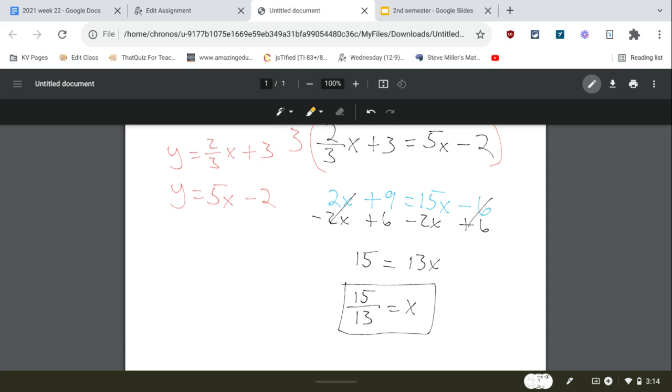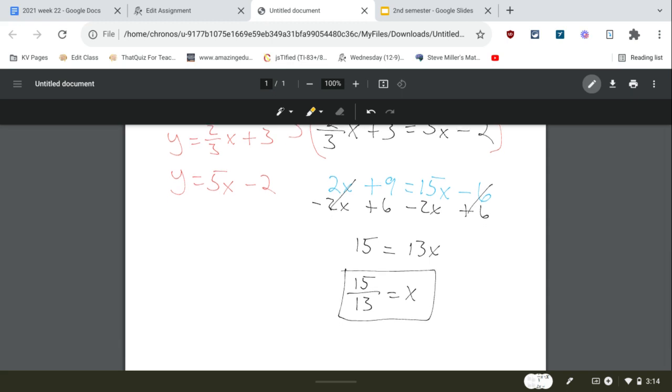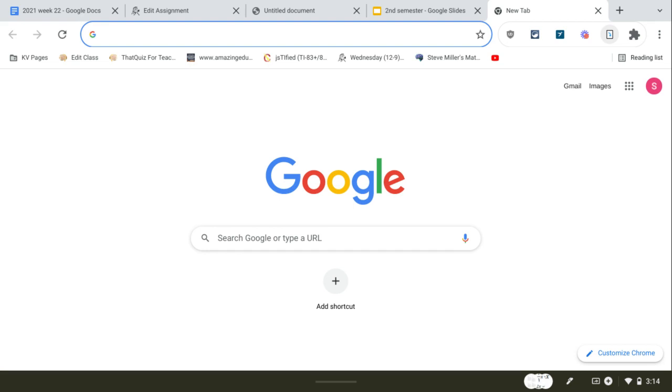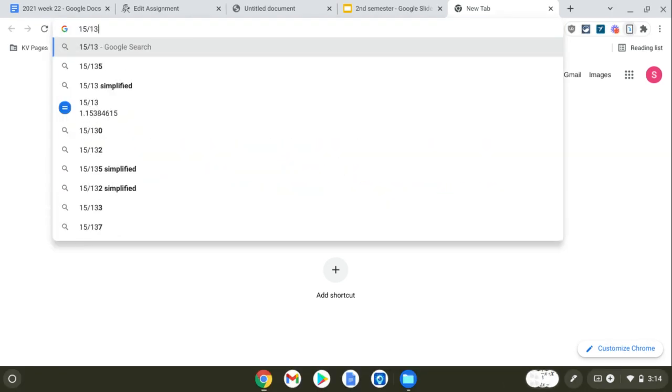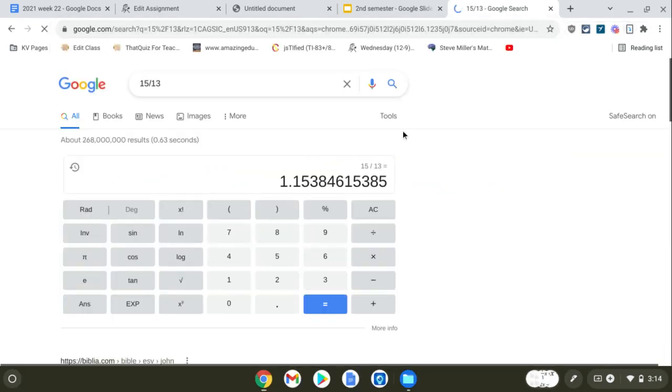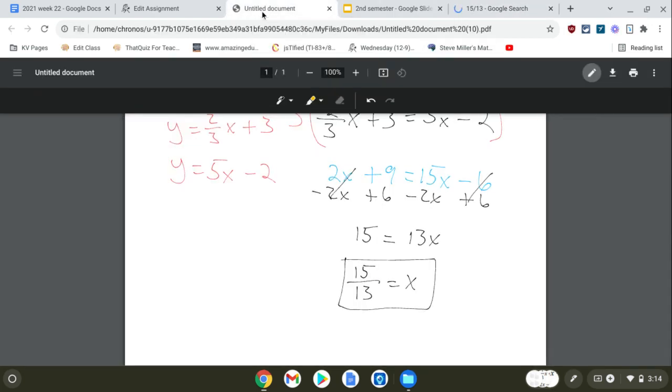Now, I think it'll probably be easier in this case if I make this into a decimal. Let me see what 15 divided by 13 is as a decimal. 15 divided by 13, 1.15, we'll call it that. So x is equal to 1.15.